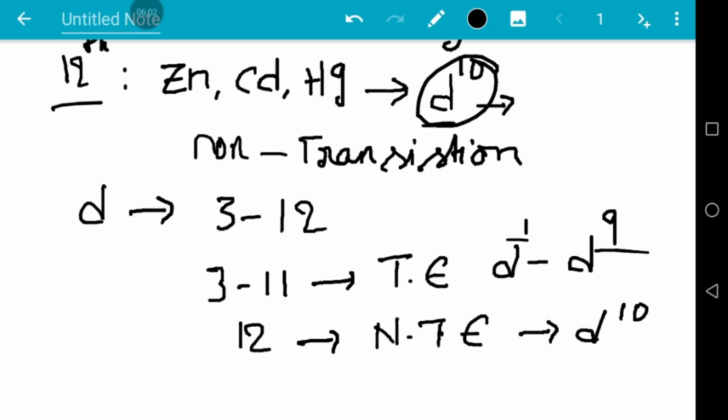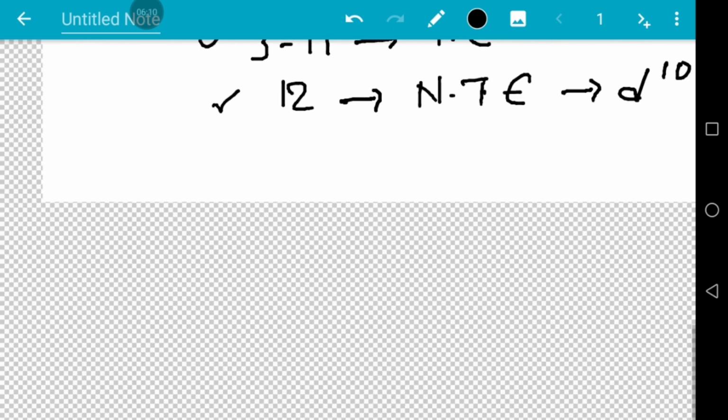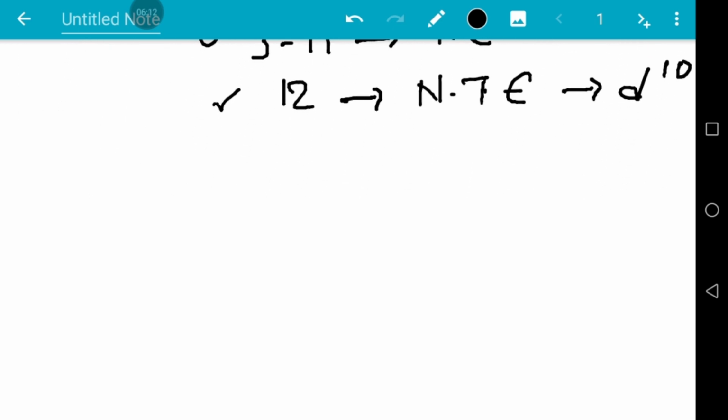Now we are discussing the electronic configuration of d block elements. What is the general configuration of d block elements? That is (n-1)d 1 to 10, ns 1 or 2, where n is 1 or 2. So this is the electronic configuration of d block elements.